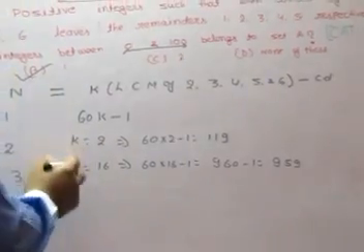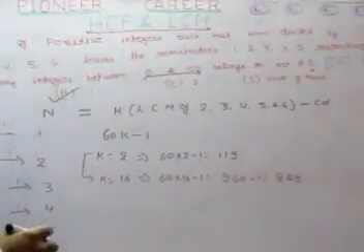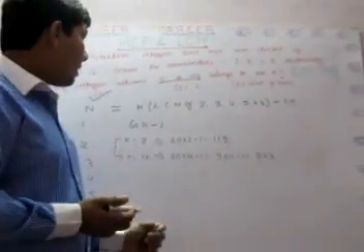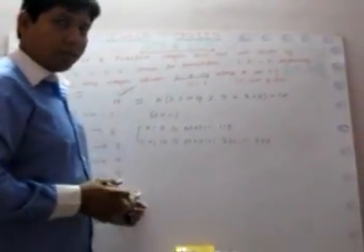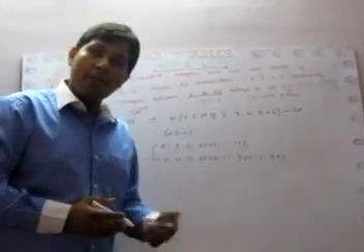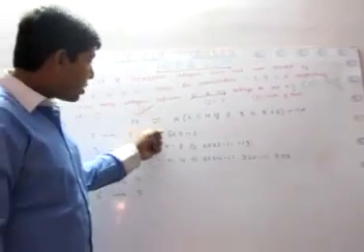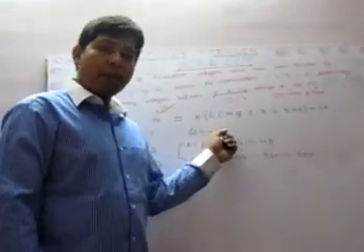Hence how many values of k do we have? From 2 to 16, 15 values. So there are 15 3-digit numbers that satisfy this condition. Similarly, the question can be asked how many 4-digit numbers, how many 5-digit numbers, and so on. We will follow the same method, and the number must be in the form of 60k minus 1.